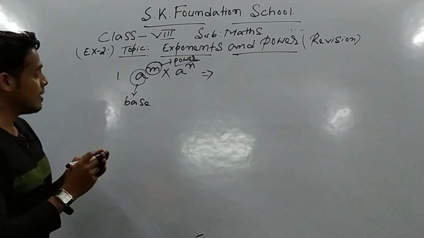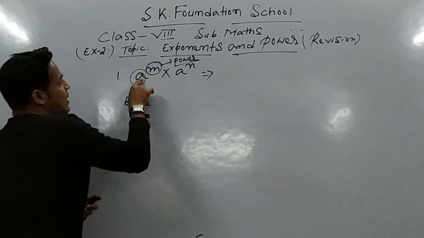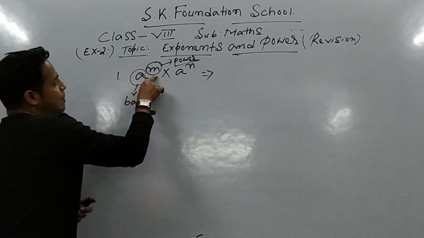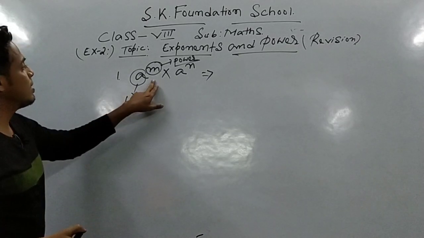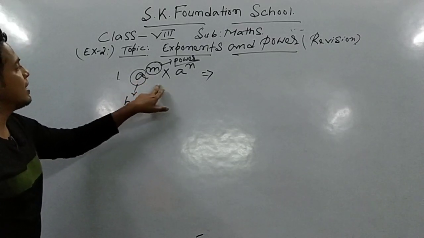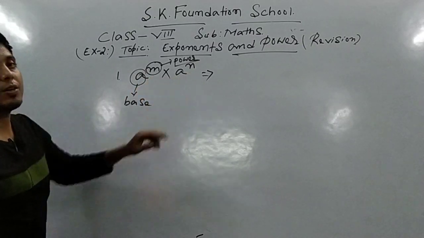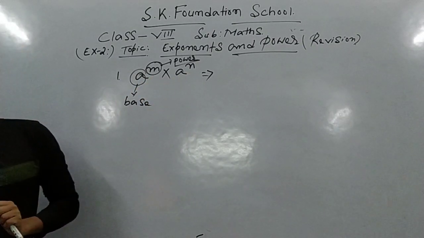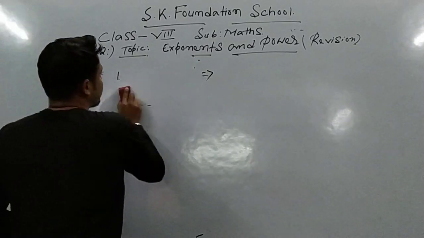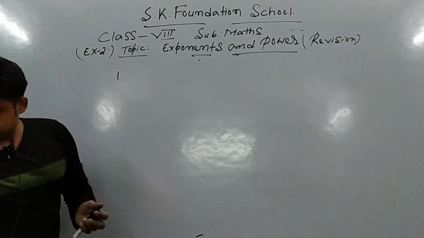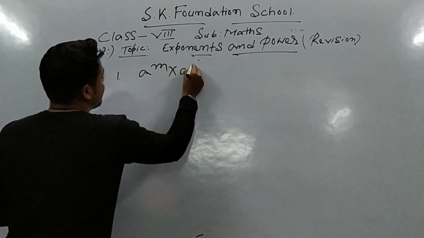So look here, in this expression there are two terms, a to the power m and another one a to the power n, right? Both terms contain the same base, and this expression is in multiply form, like this: a to the power m into a to the power n.